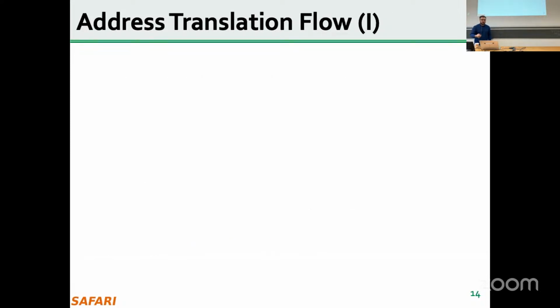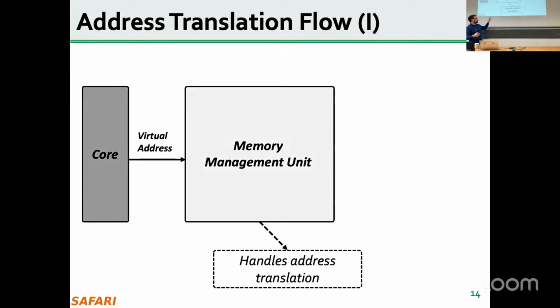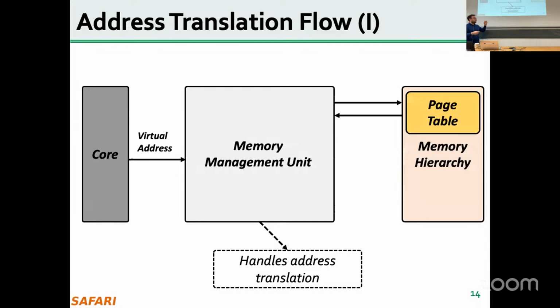So this is the address translation flow right now in the core microarchitecture. The core ships the virtual address to the memory management unit. The memory management unit is a pure microarchitecture unit that handles address translation. What does it do essentially? It communicates with the memory hierarchy about the contents of the page table.